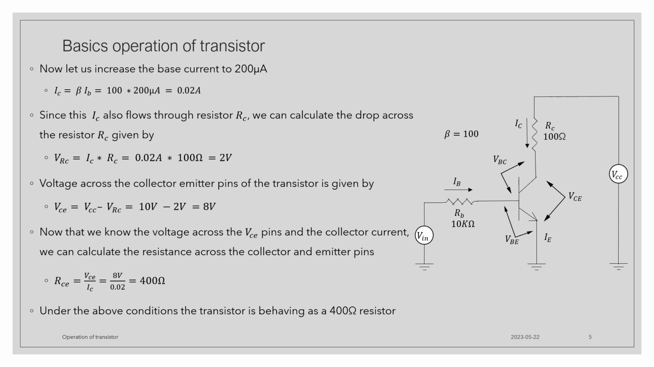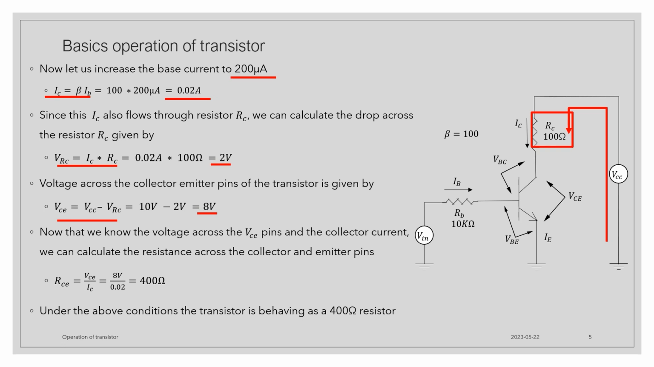Let us now increase the base current to 200 microamps. With beta equal to 100, we can calculate the collector current. IC is equal to beta IB, which gives us 0.02 amps. In the circuit, RC is 100 ohms. Now the voltage drop across this is VRC, which is equal to IC into RC. It gives us 2 volt. On applying KVL to the path from VCC to ground, we can calculate VCE. VCE is equal to VCC minus VRC, that gives us 8 volt.